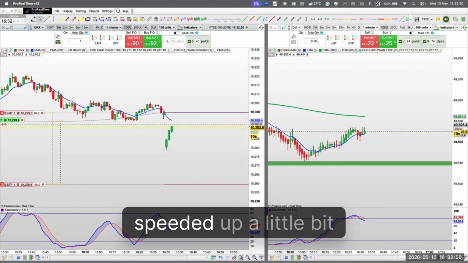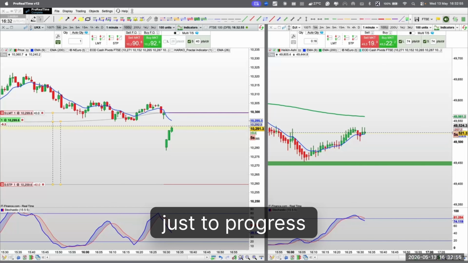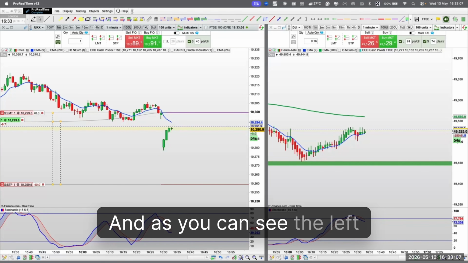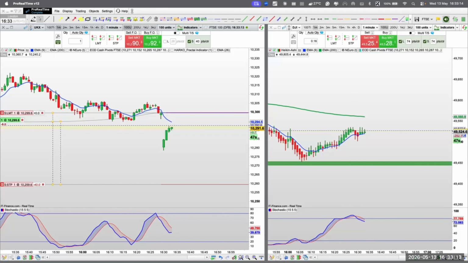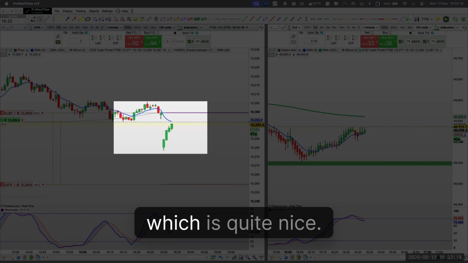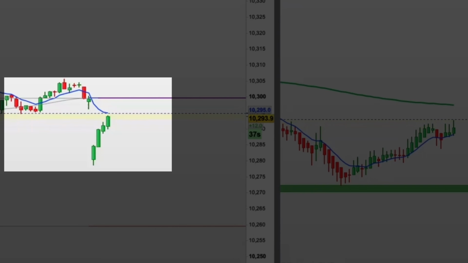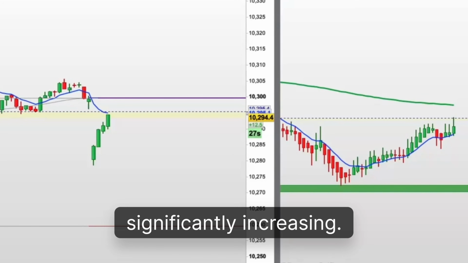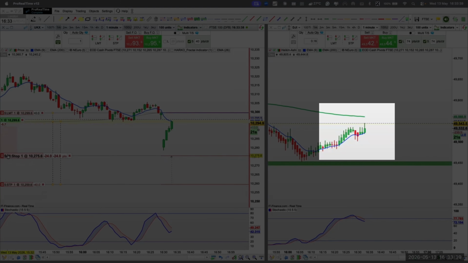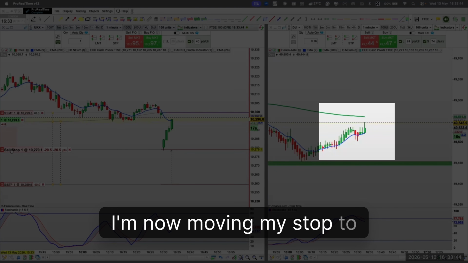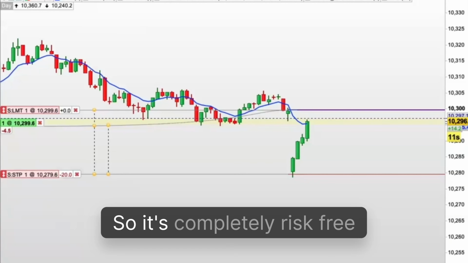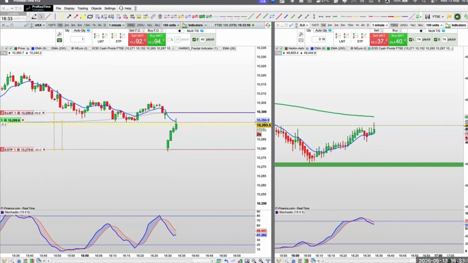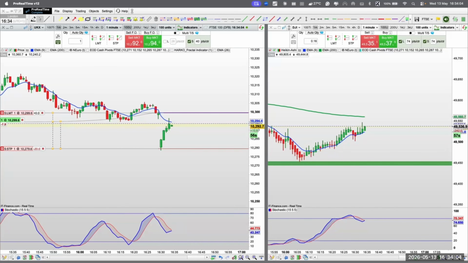So we've got the market speed up a little bit just to progress this move a little bit faster. And as you can see, the left-hand side is very much continuously building, which is quite nice. And on the right-hand side, you can see the action on the Dow is significantly increasing. We're getting larger bars. I'm now moving my stop to entry on the left-hand side, so it's completely risk-free now. We cannot lose money.